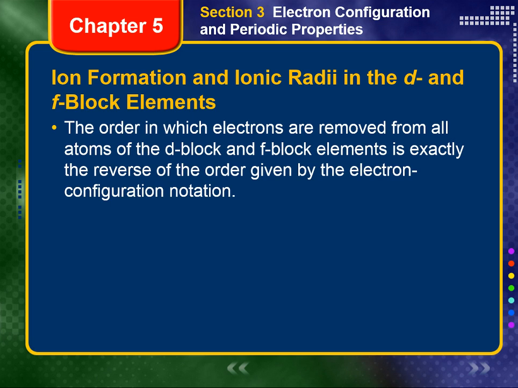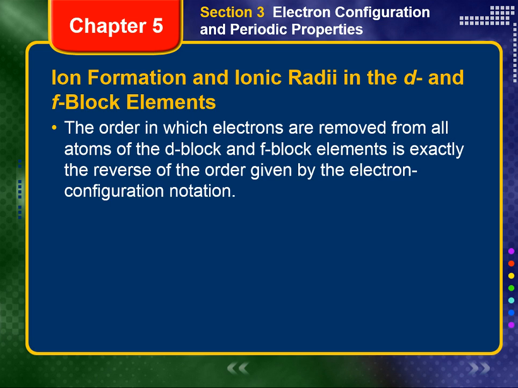For example, iron, Fe, has the electron configuration of argon 3d6 4s2. It loses a 4s electron first to form Fe+ with a configuration of argon 3d6 4s1. Fe+ can then lose the second 4s electron to form Fe2+, which has a configuration of argon 3d6. Fe2+ can then lose a third electron, a 3d electron, to form Fe3+, which has a configuration of argon 3d5.